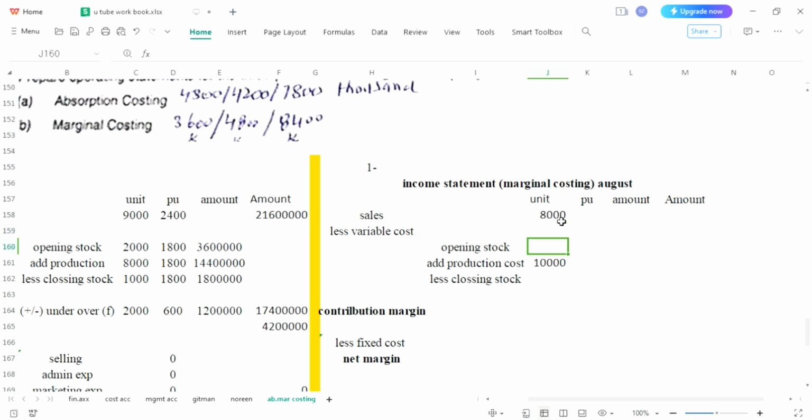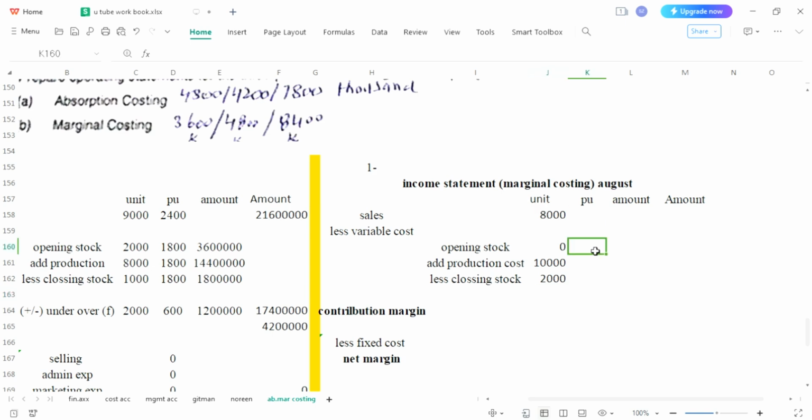Okay, opening stock, as we know, it's first time period, and for starting of any fiscal year, any income year, any accounting year, any month, there will always be 0. There will not be any opening stock. For closing stock, we will think: 10,000 units were produced, out of which only 8,000 units you were able to sell. It means 2,000 units are still in your closing stock. The basic difference between absorption and marginal costing will arrive over here.